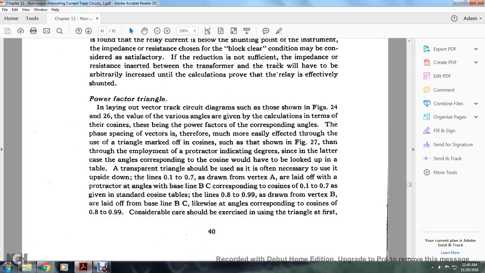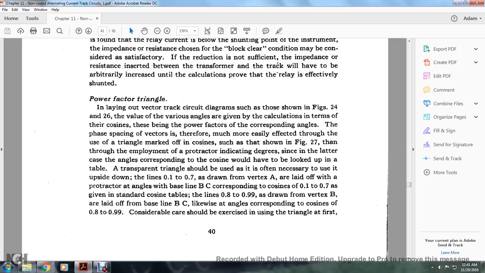Power factor triangle. The laying out of the track circuit diagram is shown in figures 24 and 26. The values of the various angles are given in the calculation in terms of the cosines of their power factor. Considering the angle, the placing of the vectors is therefore much more effective through the use of a triangle marked with the cosine, such as shown in figure 27, than through employment of a protractor indicated in degrees, since in the latter case the angles corresponding with the cosines would have to be looked up in a table.